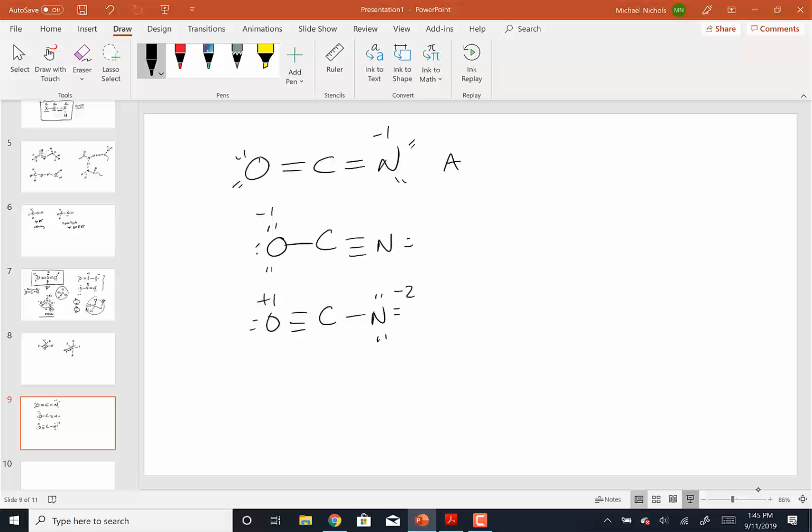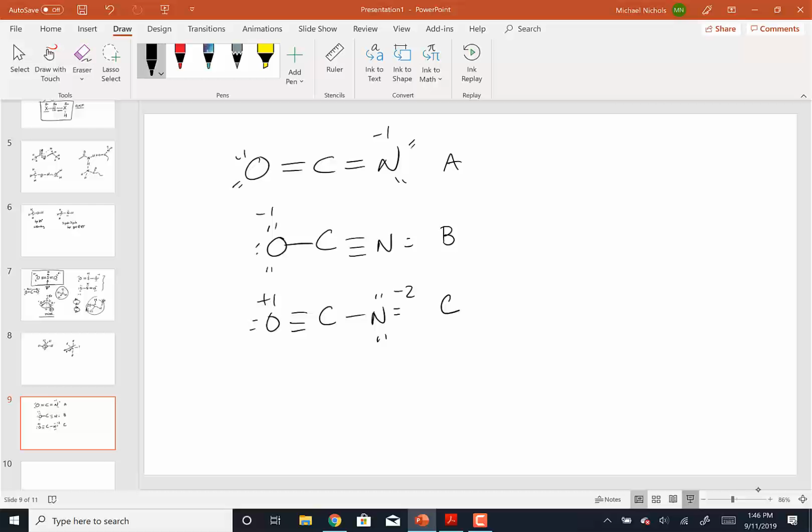And so we had A, we had B, and we had C. If we're ranking them, we had our rules. Rule number 1, completed octets: they all pass. Rule number 1B, 0 formal charges better than any non-zero formal charges: well, they all fail because this was an OCN minus ion, so it's got to have formal charges.